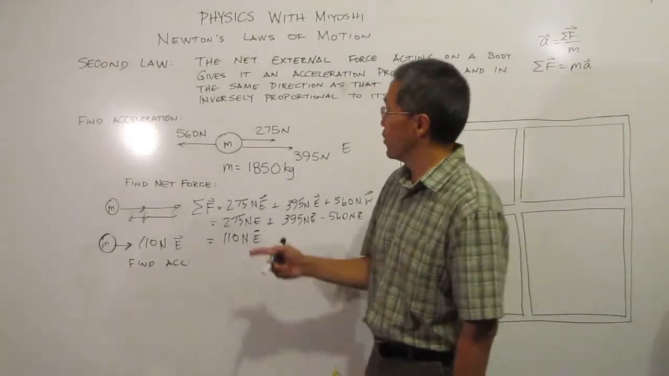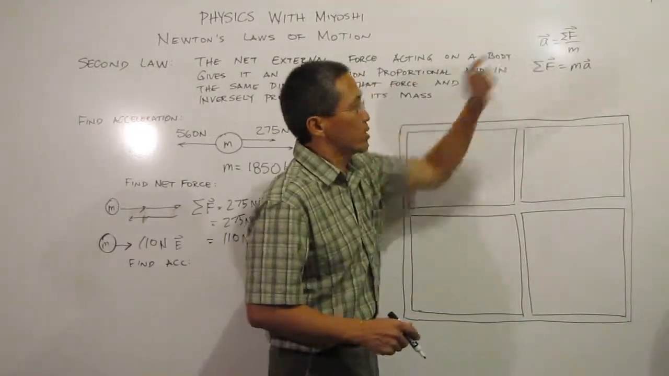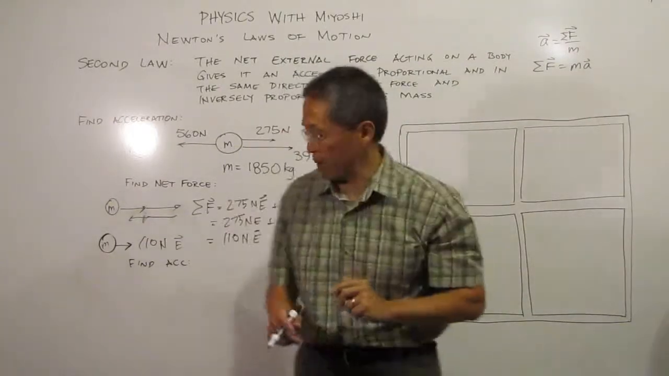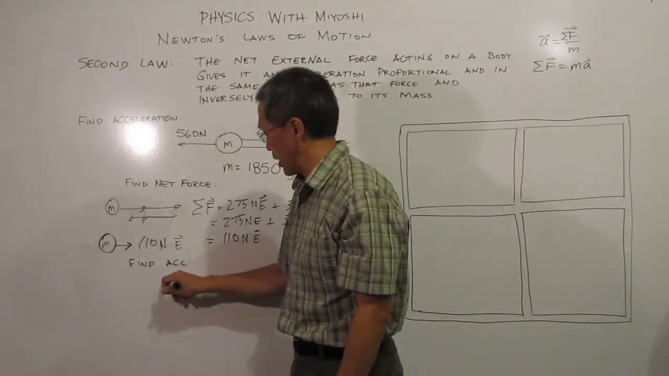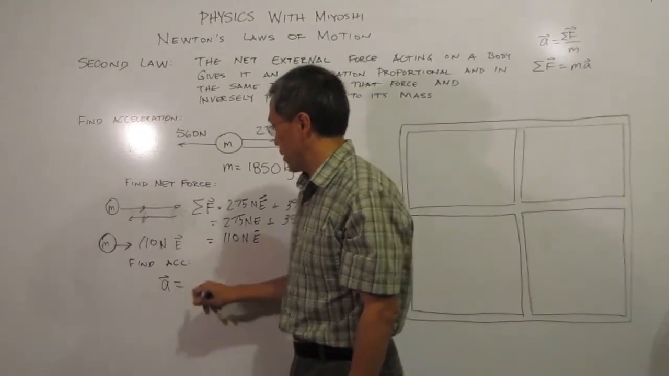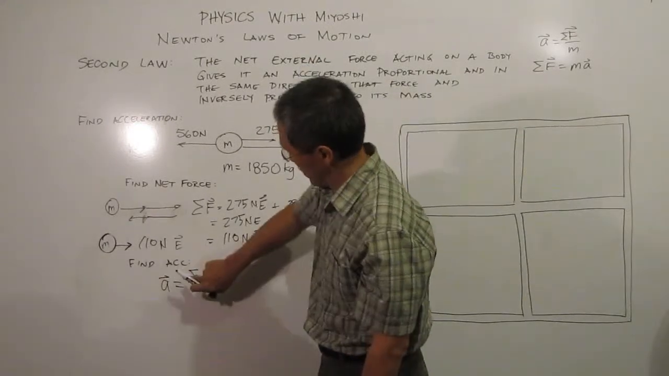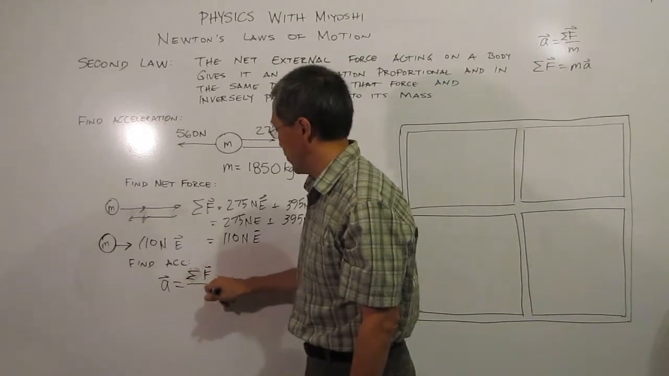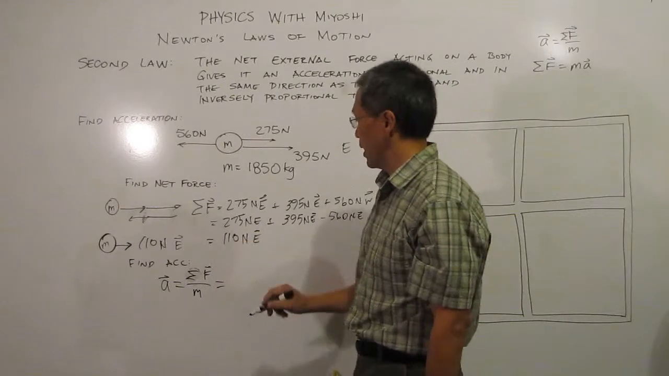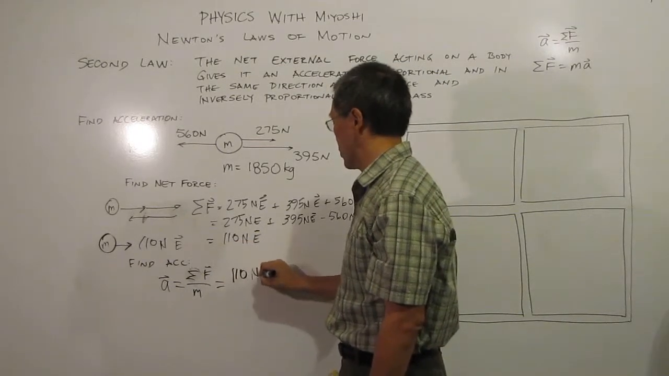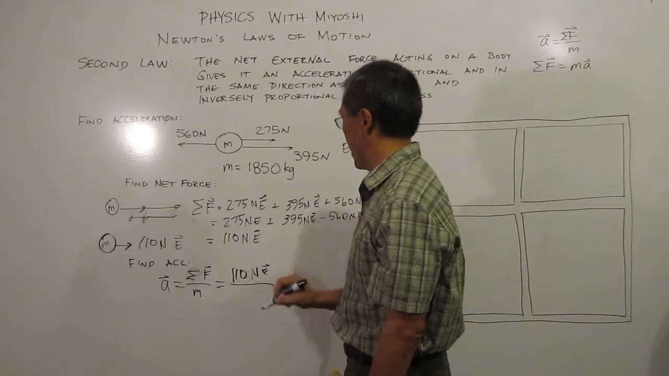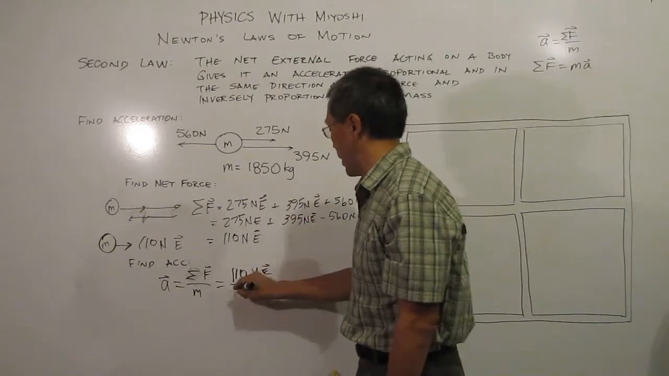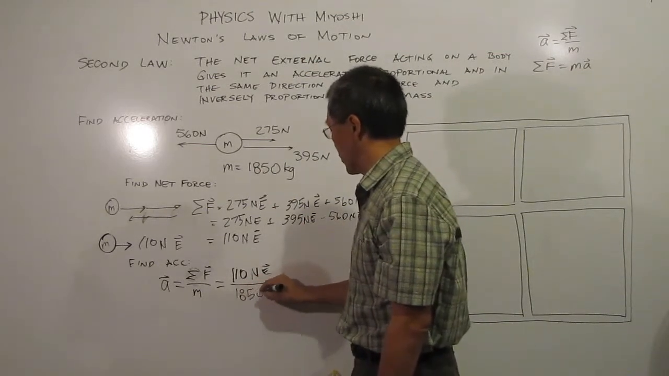Now to find the acceleration, we just have to go back to Newton's second law and remember that our acceleration is the sum of our forces, or our net force, divided by our mass. I like to write my equation: the sum of my forces divided by my mass. In this case my sum, I already know, is 110 newtons to the east. Divide that by my mass, which is 1850 kilograms.